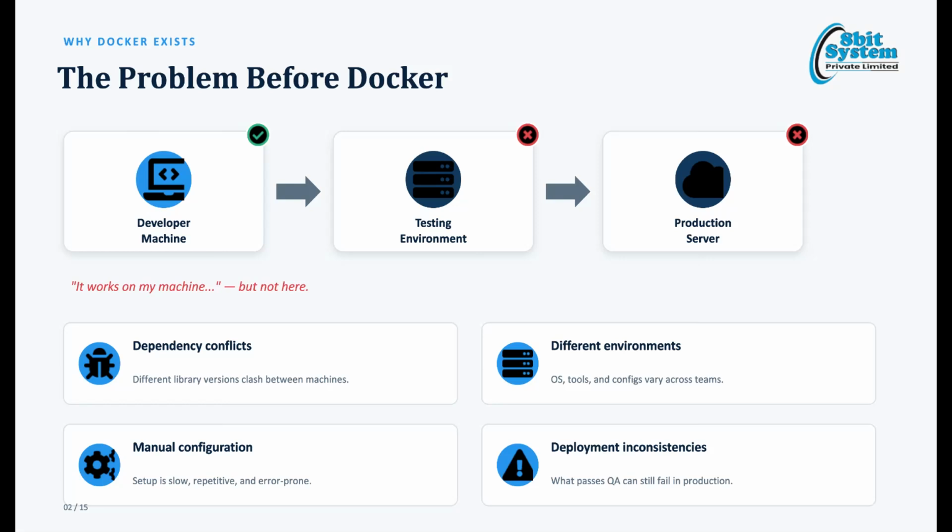So, the problem before Docker. Before Docker, running software across different computers was hard. Code that works fine on a developer's laptop would often break once it moved to the test servers or into production. This happened because every machine was set up a little differently. Different operating systems, different versions, different settings. Teams wasted a lot of time fixing these problems instead of building new features. Docker was created to fix that inconsistency.